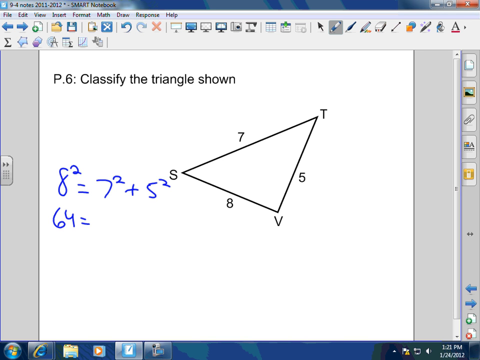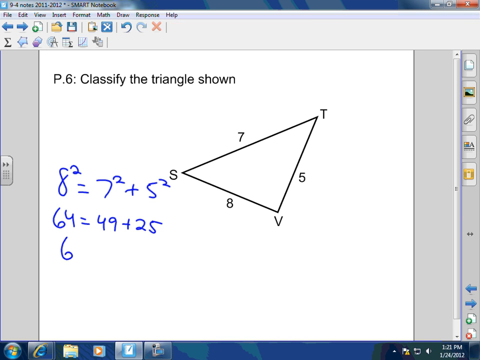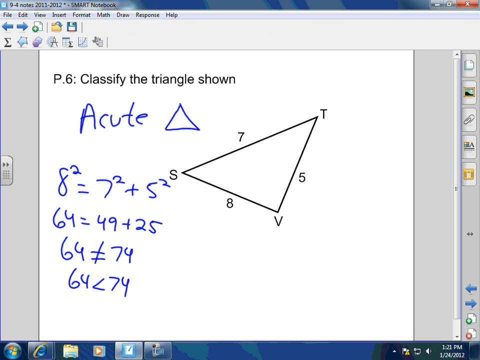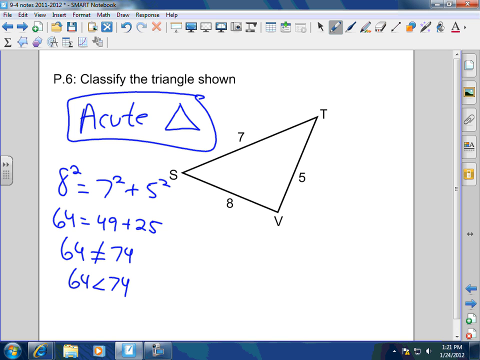This is 64 equals 49 plus 25. So 64, unfortunately, does not equal 74. In fact, 64 is less than 74. So absolutely, this is an acute triangle. Does that make sense, everybody?